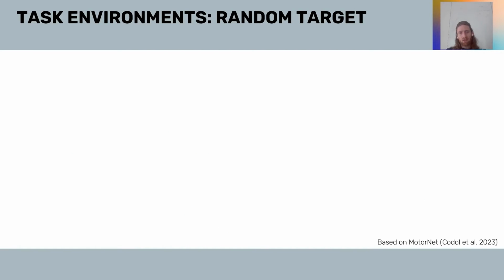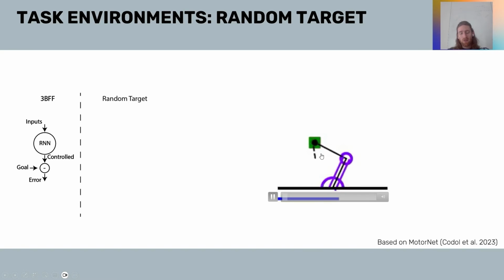The second task is what we're calling a random target task. It's based on MotorNet from Ali Codeall. The way this differs from the 3-bit flip-flop is that whereas the 3-bit flip-flop takes in a set of inputs and tries to produce the outputs, and is trained essentially to minimize the error between the output of the model and the goal, the random target task does something different. The random target task looks like this.